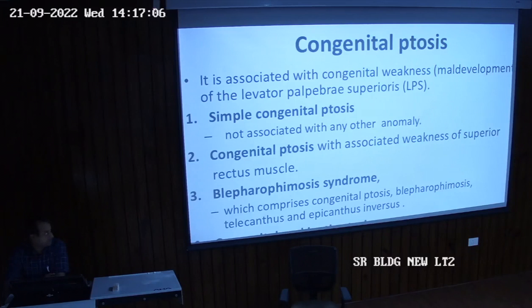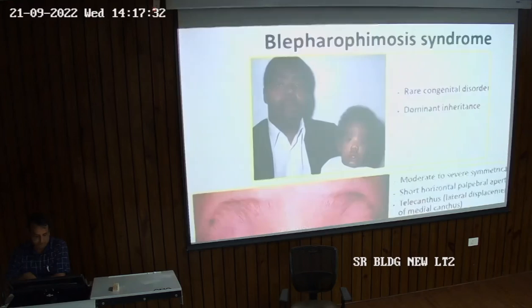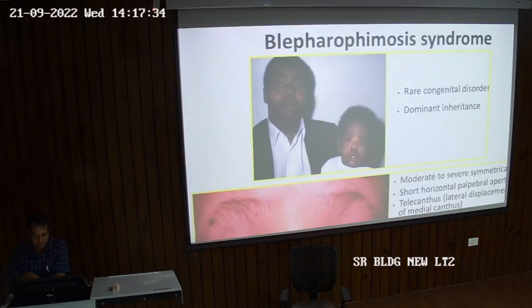Simple congenital ptosis, with associated weakness of superior rectus muscle, or blepharophimosis syndrome, which comprises congenital ptosis, telecanthus, epicanthus inversus and blepharophimosis. You'll see in this picture, telecanthus means increased distance between two medial canthi, epicanthus inversus, and it is a dominant inheritance, rare congenital disorder.